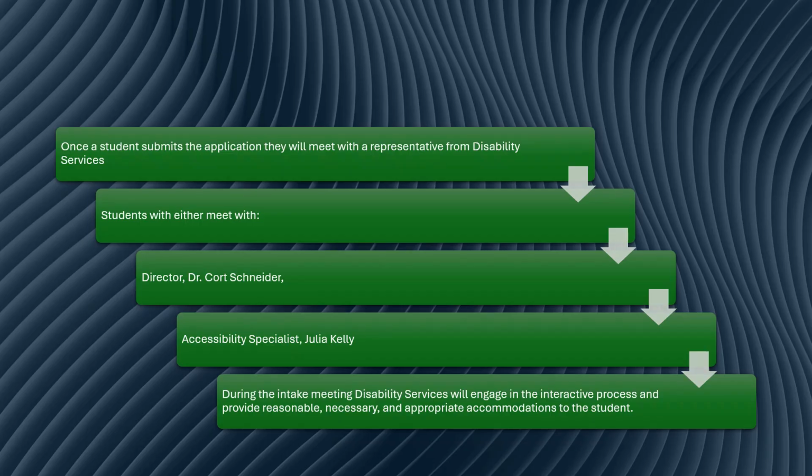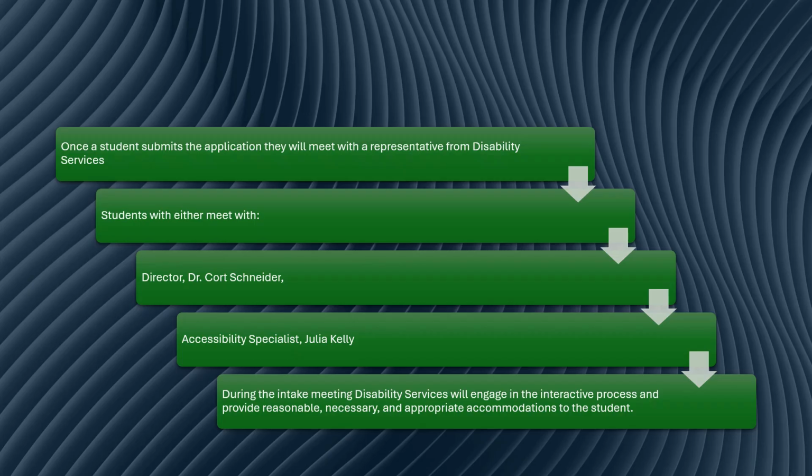Then once you apply, that's the first step. It is necessary but not sufficient. The second step is you need to meet with somebody in our office. That would either be me as the director or Julia Kelly, the accessibility specialist. And in that meeting, which is about 30 to 45 minutes, we're going to take in all the factors. We're going to look at the impact of the disability. We're going to look at your narrative. We're going to look at the medical documentation, and we're going to have a conversation with you. The meeting is not meant to be intimidating or adversarial. It is literally a conversation as part of the process to determine what accommodations are reasonable, necessary, and appropriate.